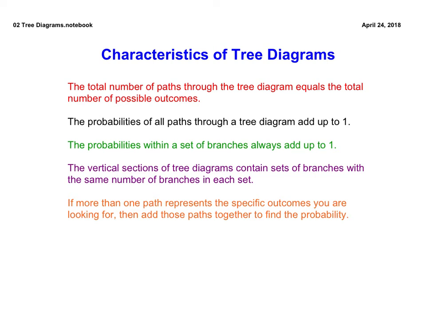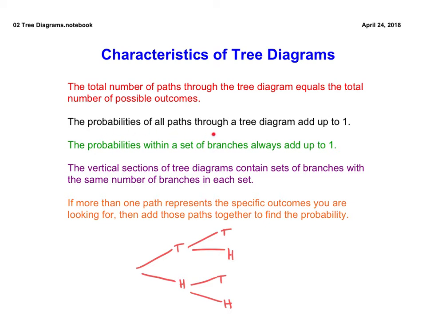Okay, so what are some characteristics of tree diagrams? Well, I'm going to pause again and just draw out this tree diagram one last time. Okay, one of the characteristics of tree diagrams is that the total number of paths through the tree equals the total number of possible outcomes. So for example, we talked about how you could have tails and tails, tails and heads, heads and tails, and heads and heads. Those all 4 are the possible outcomes. There are no more, there are no less, and so that represents everything.